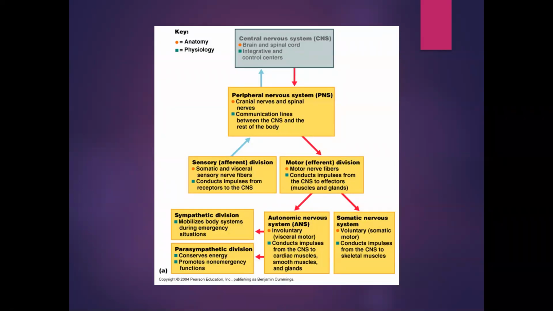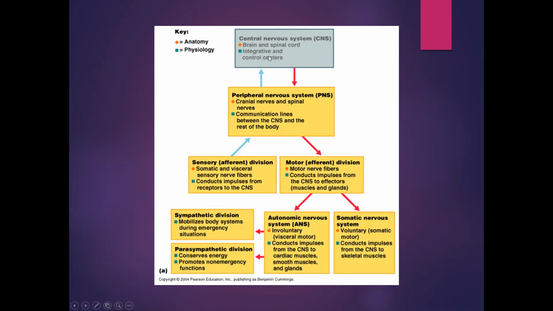So all the cranial nerves and the spinal nerves, everything outside of the brain and spinal cord, is part of the PNS, the peripheral nervous system. And that just has axons. There's some dendrites out there, some cell bodies, but it uses the cranial nerves and spinal nerves. And their job is communication lines between the CNS and the rest of the body.